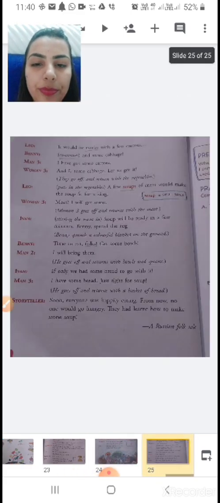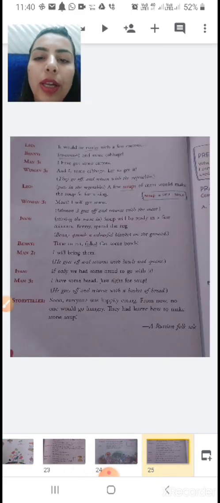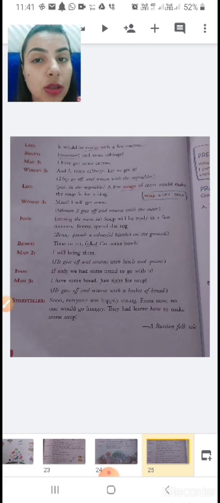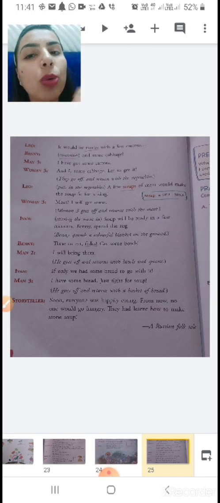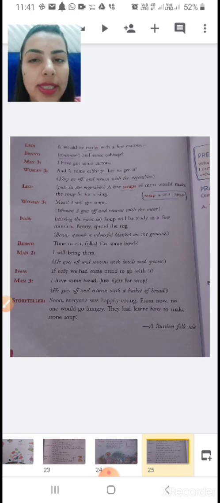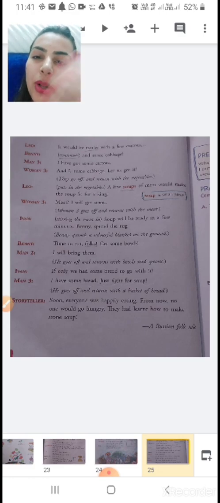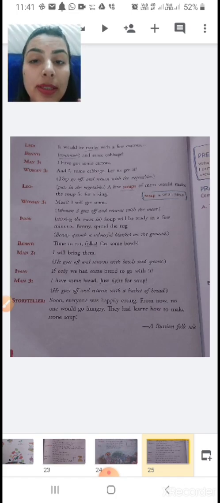And then Leo says, it would be tastier with a few carrots. Basically, they trick the villagers. They trick the villagers that they will provide all the things one by one. First, they amaze them with how they make the stone soup, and then they let them bring all the things for their soup.